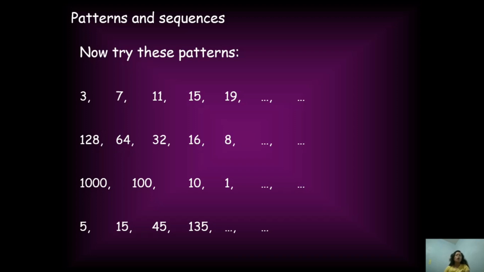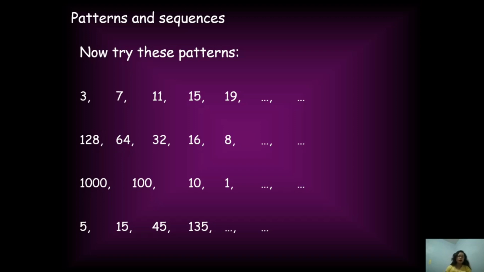So here, another one. 128, 64, then 32, then 16, then 8. Okay, so the pattern here is, I think, divide by 2. 128 divided by 2 is equal to 64. Then 64 divided by 2 is equal to 32. Then 32 divided by 2 is equal to 16. Then 16 divided by 2 is equal to 8. So what would be the next digit? 8 divided by 2 is equal to 4. Then 4 divided by 2 is equal to 2. So the next terms are 4, then 2.